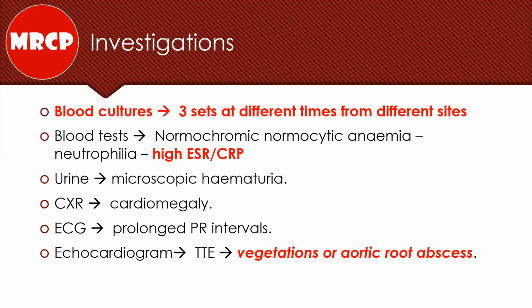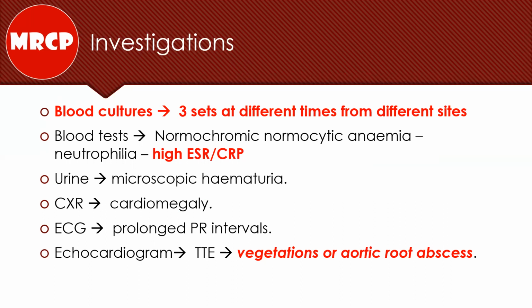For taking blood cultures, you have to know that you have to take three sets at different times from three different sites. The ESR and CRP will be elevated in this patient. Urine may show evidence of microscopic hematuria. Chest X-ray can show cardiomegaly in a patient with infective endocarditis due to heart failure. ECG may show a prolonged PR interval. This is very important here because a prolonged PR should be interpreted as an aortic root abscess.